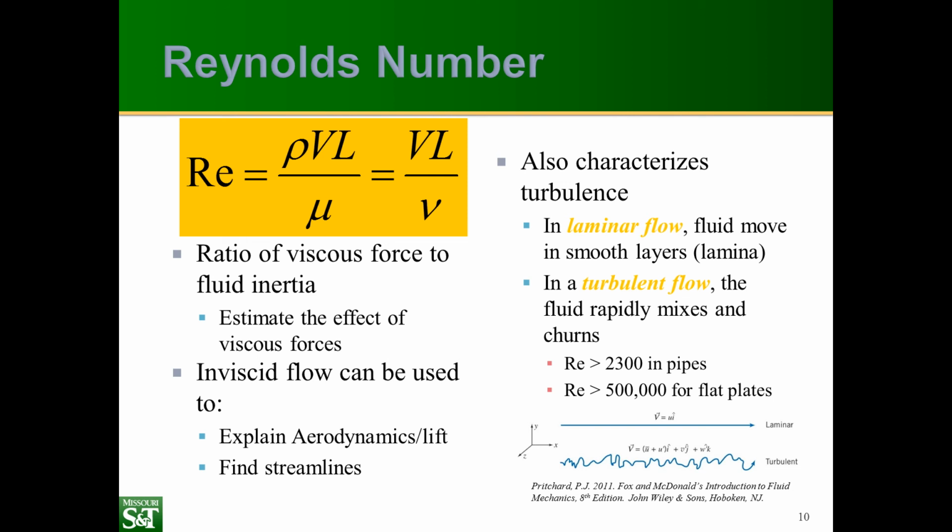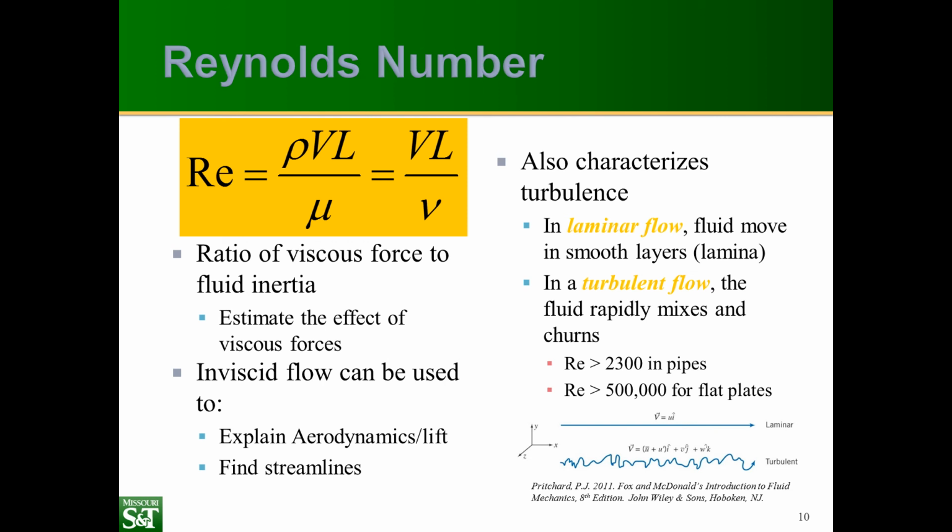If the Reynolds number is very large, then viscosity is much less important than inertia, and we may be able to assume that the flow is inviscid. This type of assumption can be used to explain aerodynamics and lift, or find the streamlines of a flow. The Reynolds number is also used to characterize turbulence. In a laminar flow, the fluids move in smooth layers, and this typically happens at very small Reynolds numbers. However, in turbulent flows, the fluid rapidly mixes and churns and moves in eddies and oscillations. Now, these high-frequency fluctuations make analysis difficult.